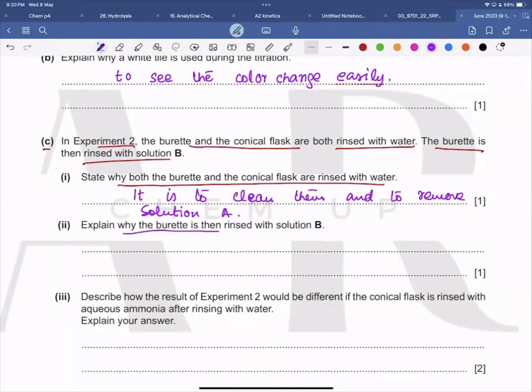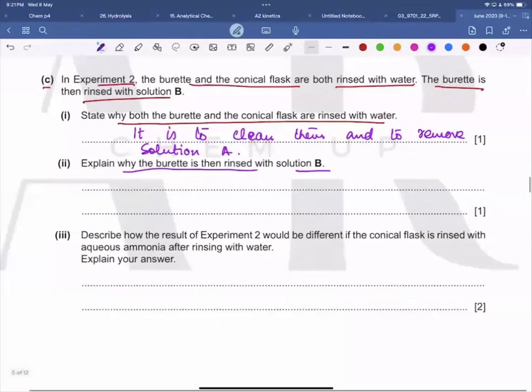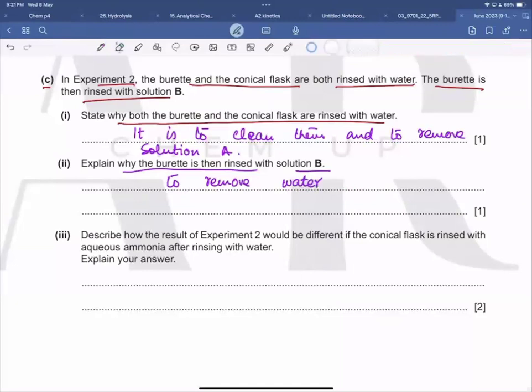Now, explain why the burette is then rinsed with solution B. Burette is initially washed with water, so there is some water in it after washing, right? If we just fill solution B in it, solution B gets diluted. So we rinse it with solution B to remove the water from the burette. After that, when we fill solution B, it will be all solution B and will not get diluted. So, to remove water from it. Is this understandable to all of you?